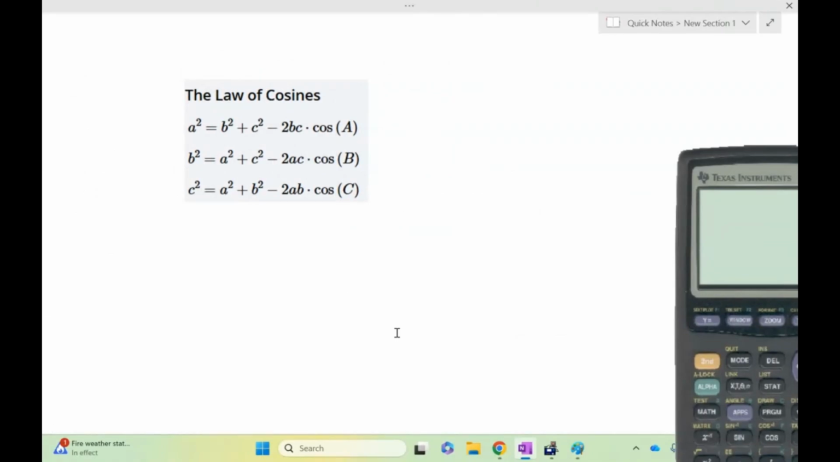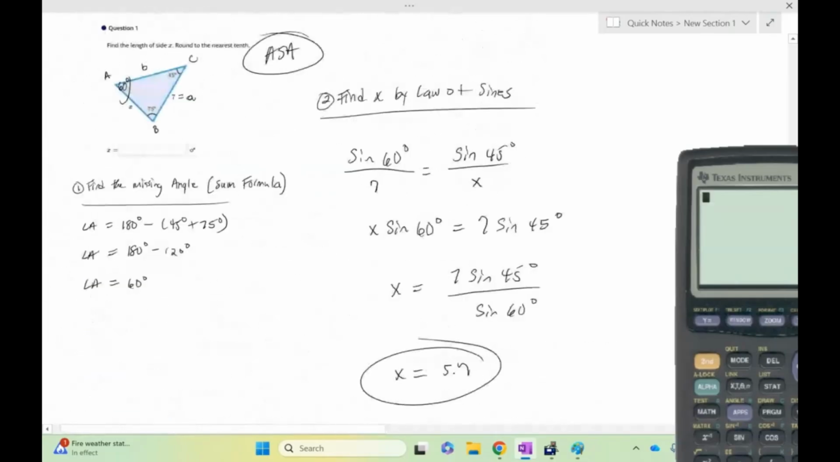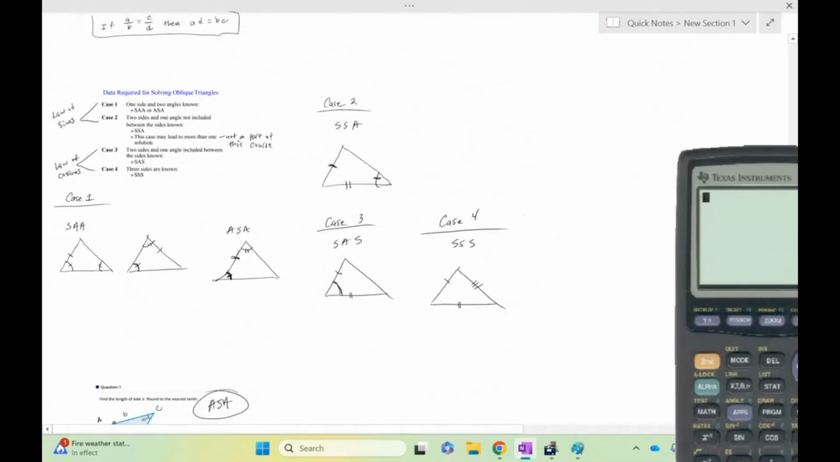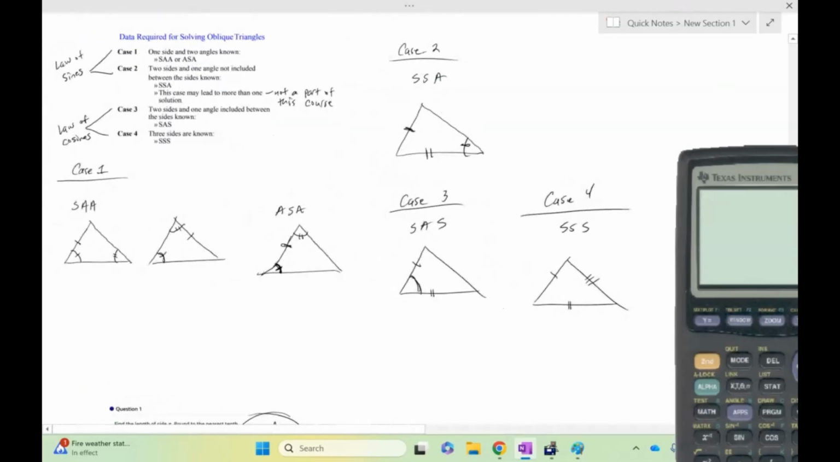All right, the last time we left off, we were looking at the law of sines. We were solving oblique triangles. So just keep in mind an oblique triangle is a triangle that doesn't have a right angle in it. Two types, there's an acute and obtuse. We talked about the different cases and the data required to solve each case.